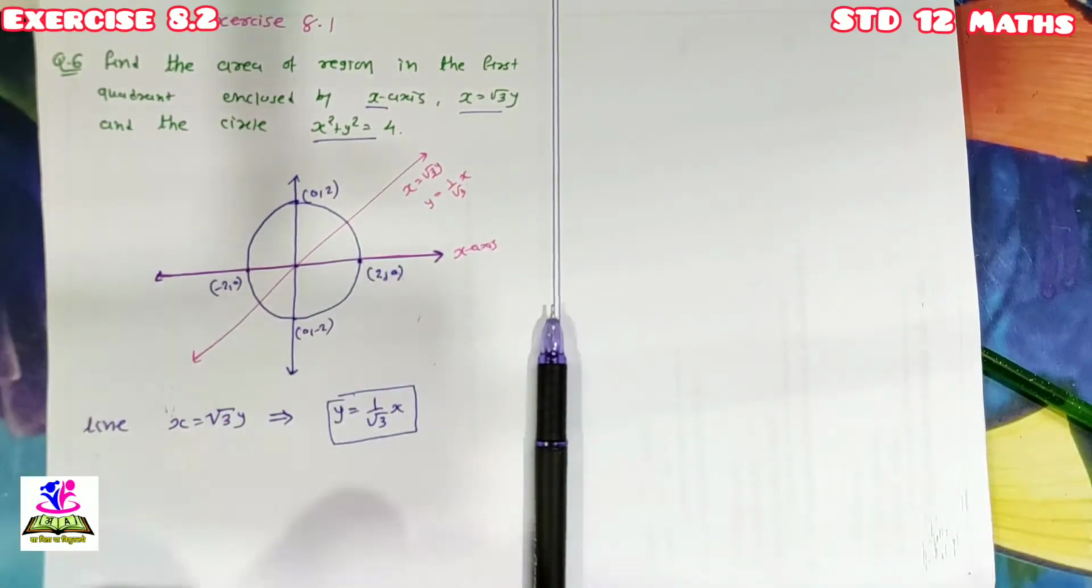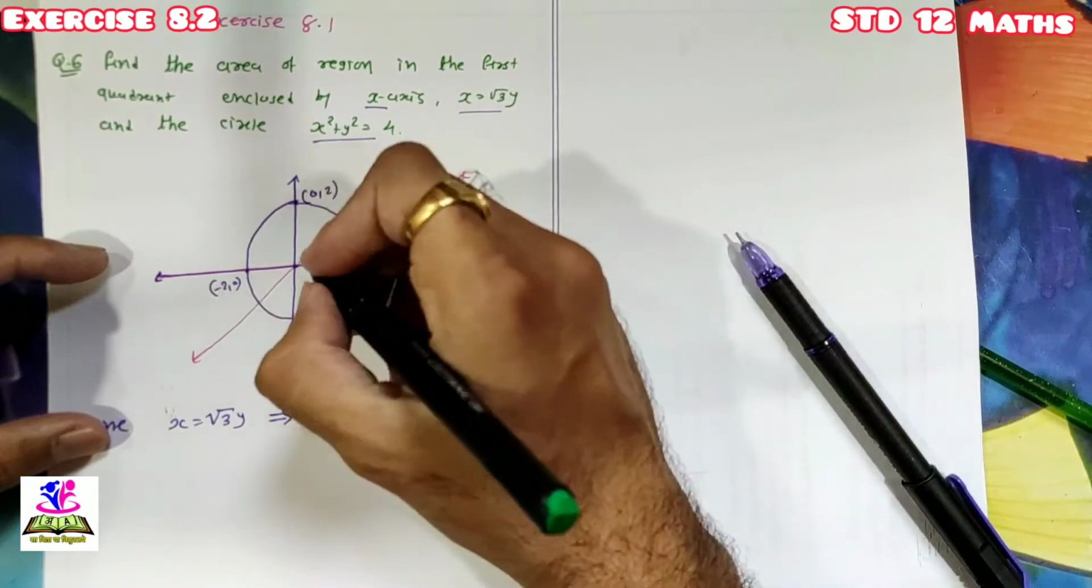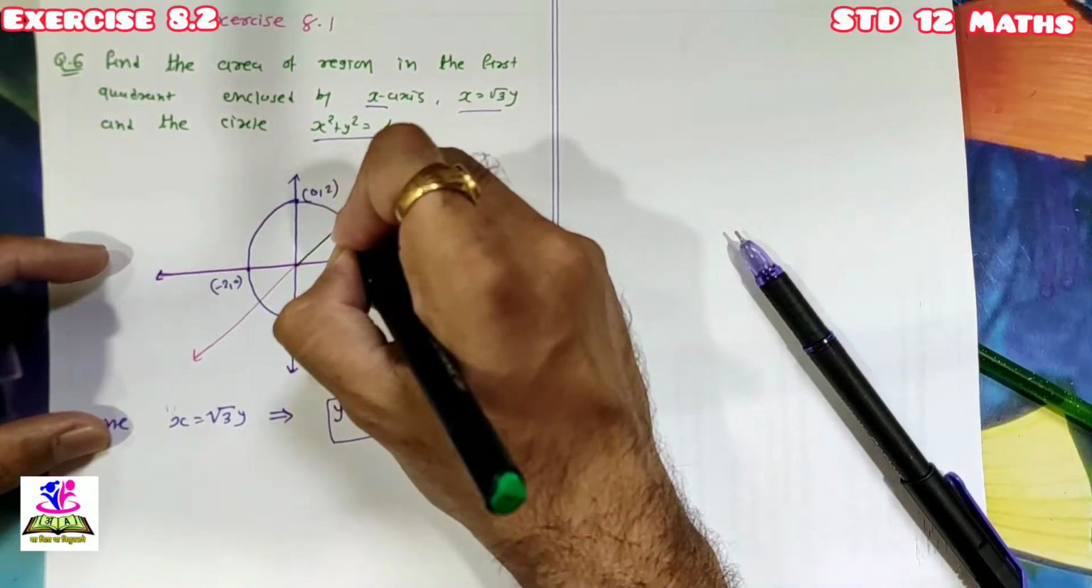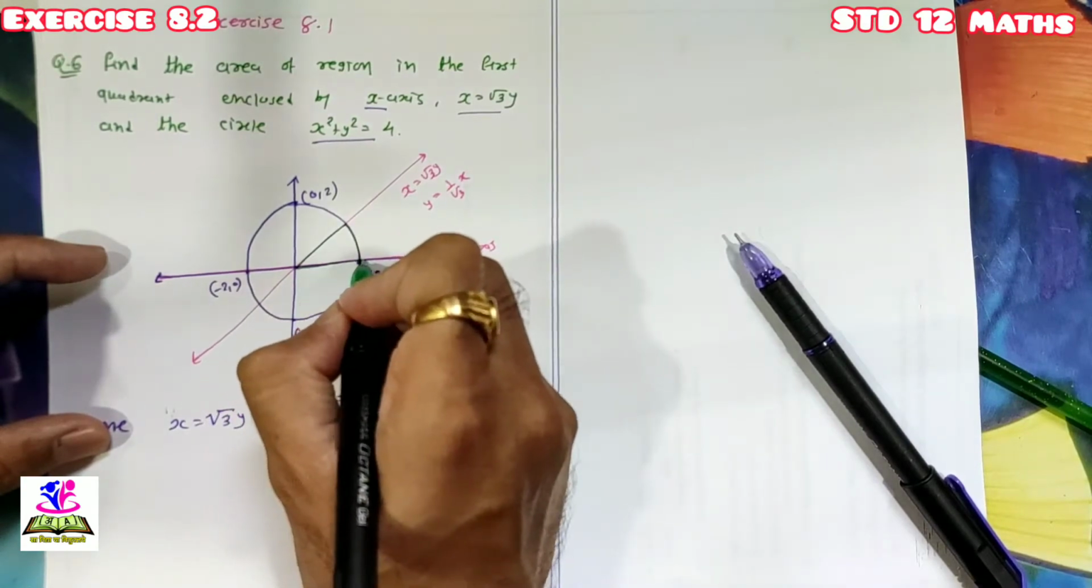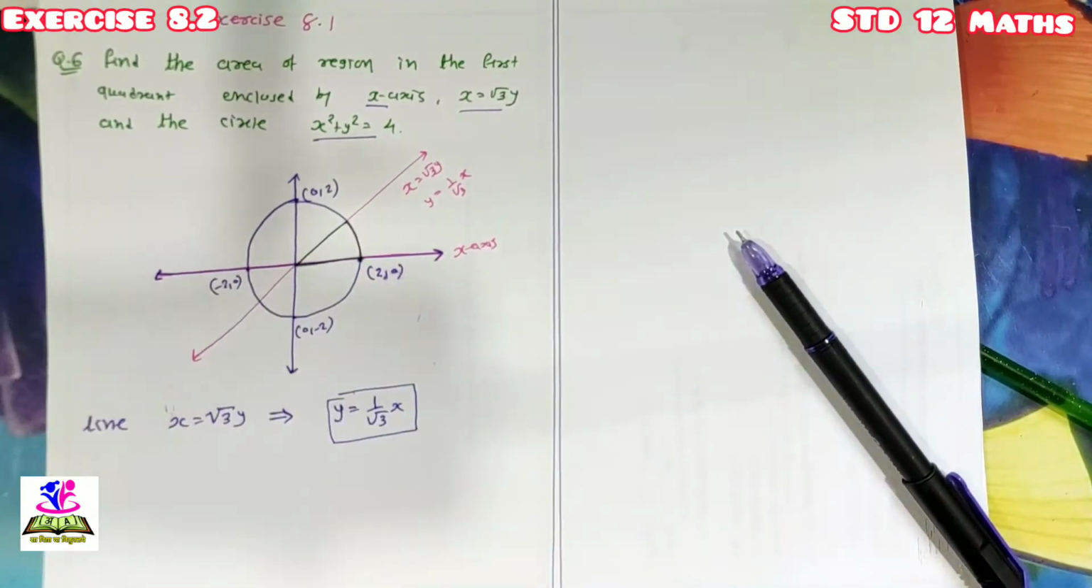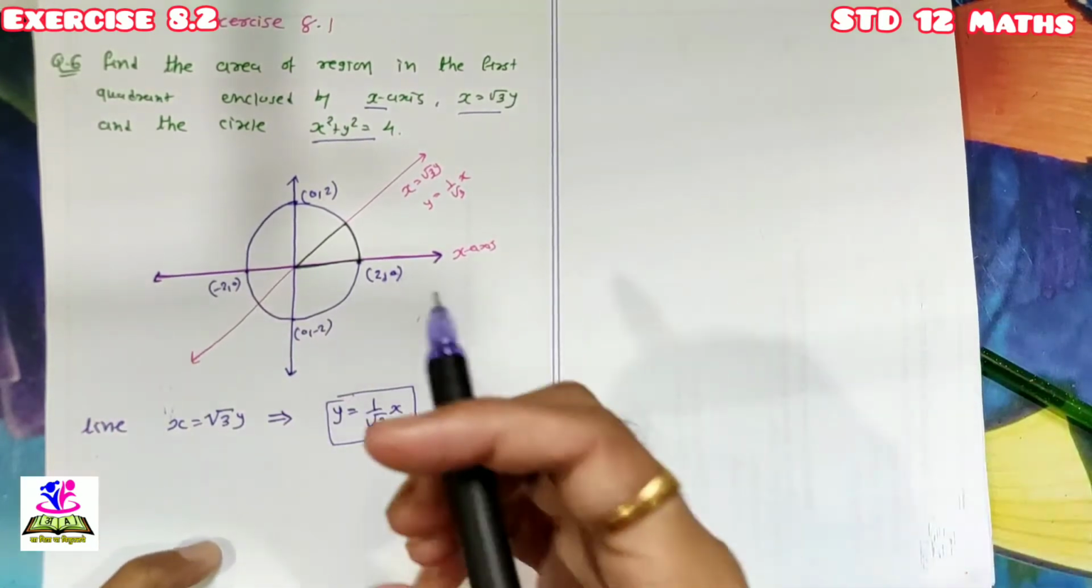So that area is this one. Now you have to find the area of this region only. So how to find the area of this region? The area of this region is nothing but the area, है ना.